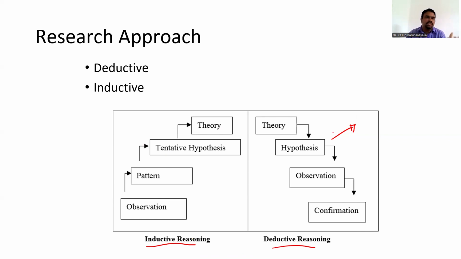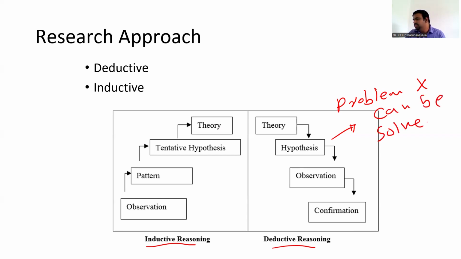Based on your theories and your past research results, you can say something like this: if you have a problem X, the problem X can be solved by solution Y. You propose some kind of solution. It can be a new algorithm, a new machine learning model, or some nice prototype that you develop for people. So this kind of hypothesis you will come up with.